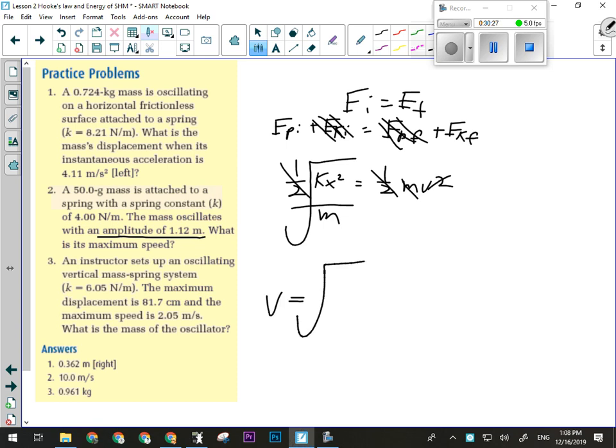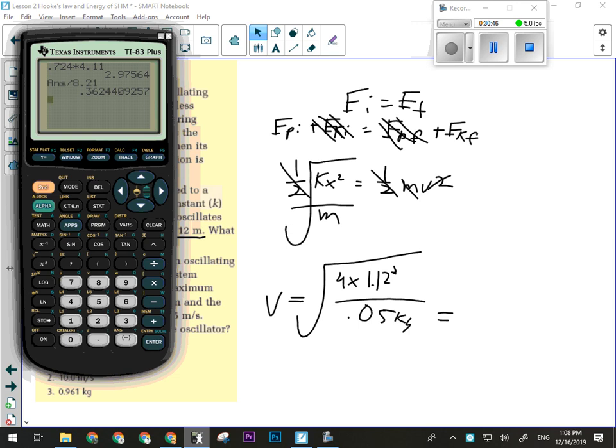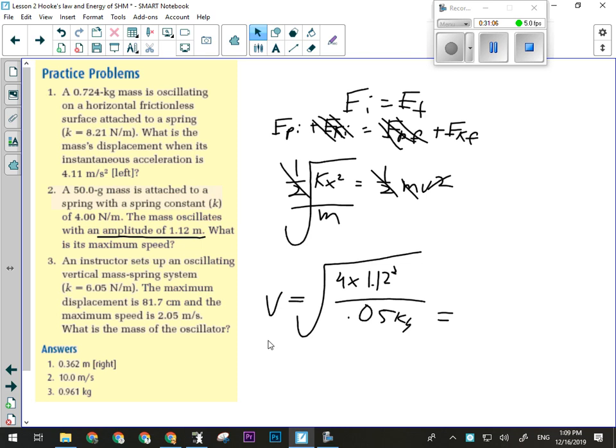So V will equal the square root of 4 newtons per meter times the displacement, 1.12 squared, divided by the mass, which was 50 grams. That's 0.05 kilograms. So 4 times 1.12 squared, divided by 0.05, and square rooted. So the maximum speed of that object is 10.0 meters per second.